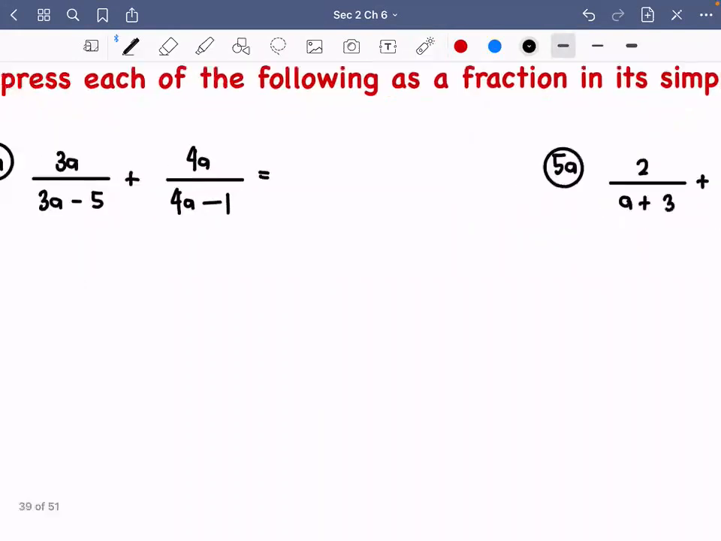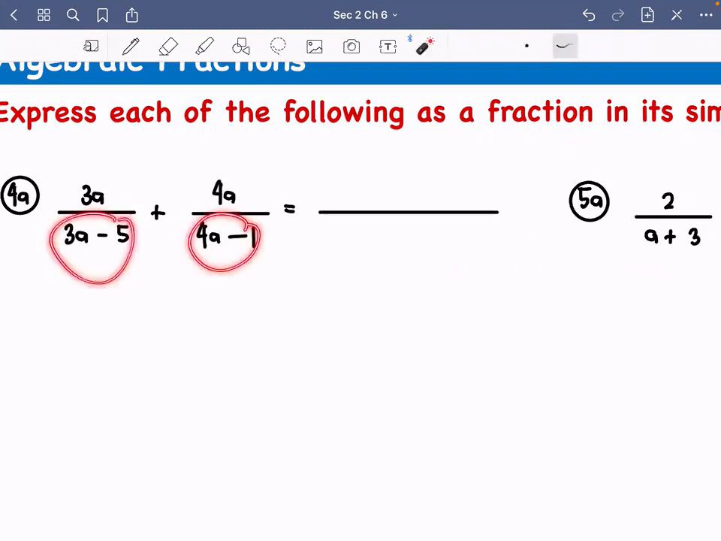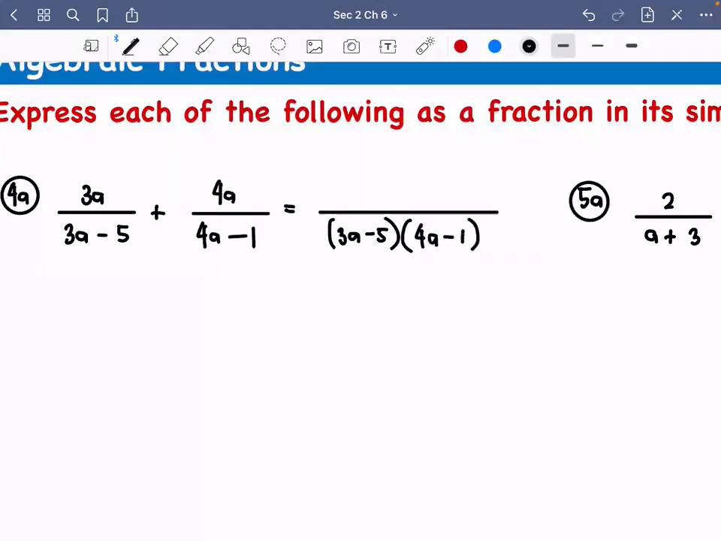Okay. So what's our common denominator? Do we have a common denominator? Nothing, right? We cannot factor each of these. So what happens when we cannot factor it out and there's nothing common here? We just multiply both of these. We just put them together side by side. So we have 3a minus 5 and then 4a minus 1. Just that, because we cannot find any common factor. So this one is your common denominator.